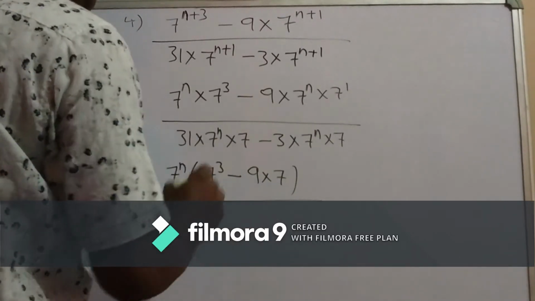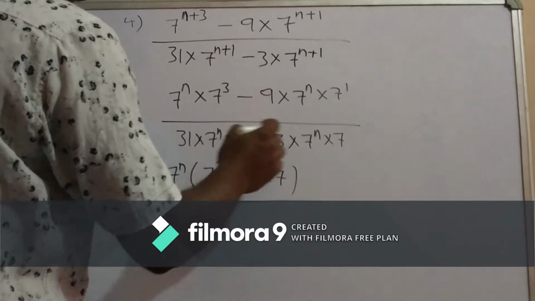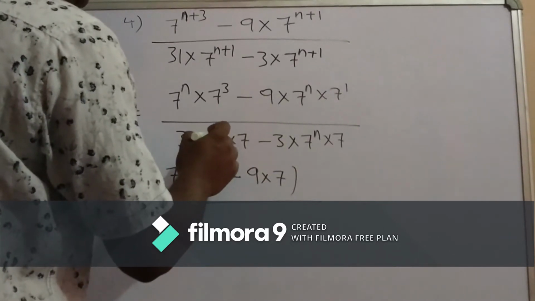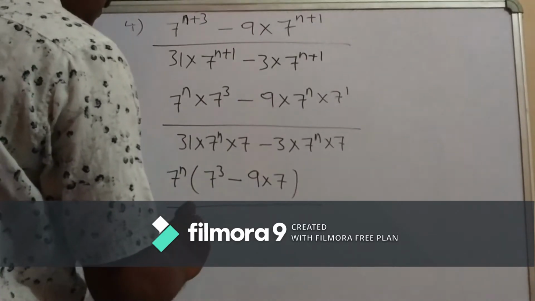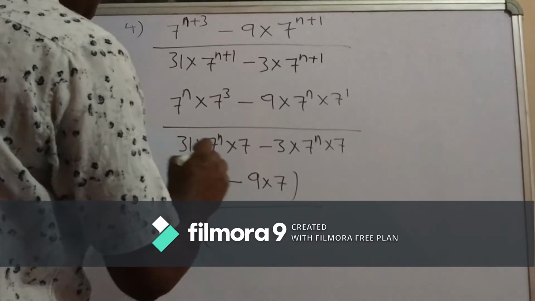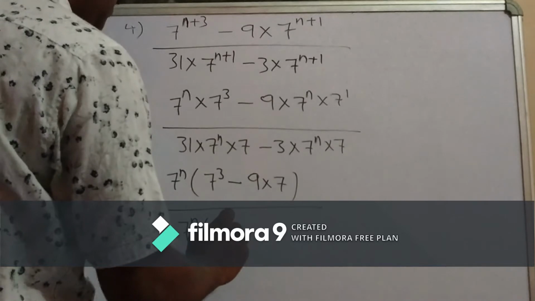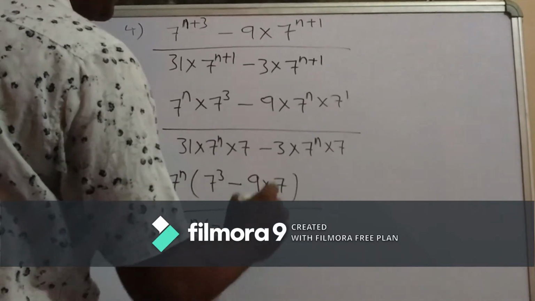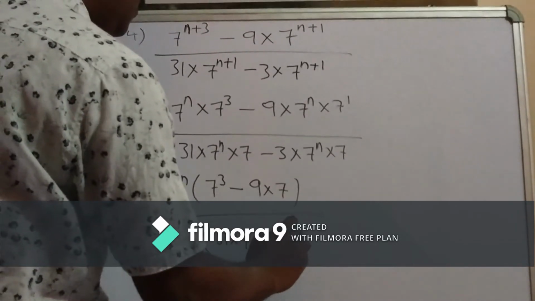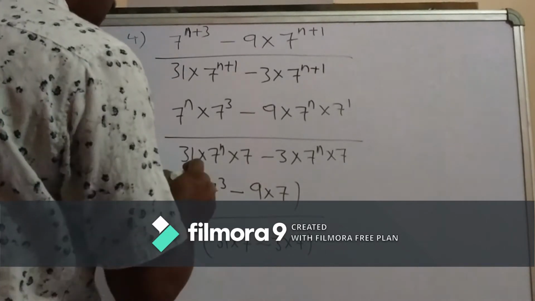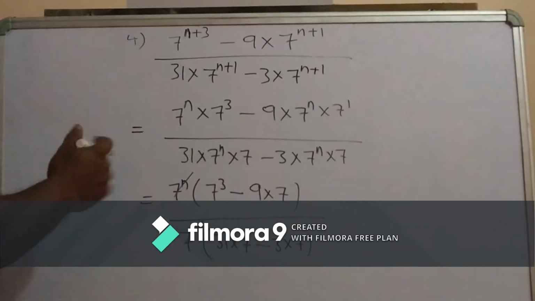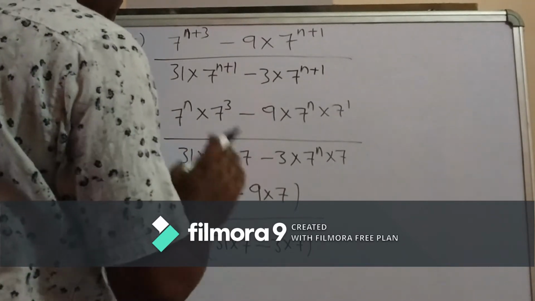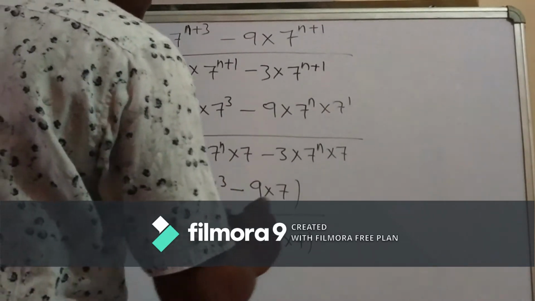Now in the denominator also same. The 7 to the power n here also 7 to the power n, take common. So what is left? 31 into 7 minus 3 into 7. So 7 to the power n, 7 to the power n cancel. Now the variable cancels. Now only the number is left? So you can easily solve.